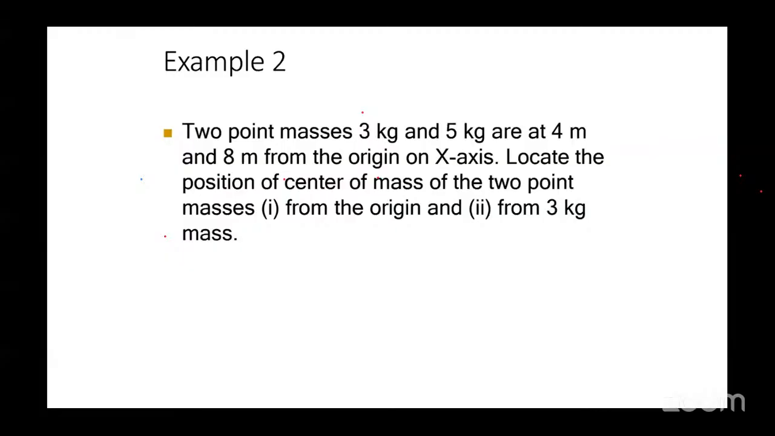So let's look at this example. Two point masses, 3 kg and 5 kg, are at 4 meters and 8 meters from the origin on the x-axis.